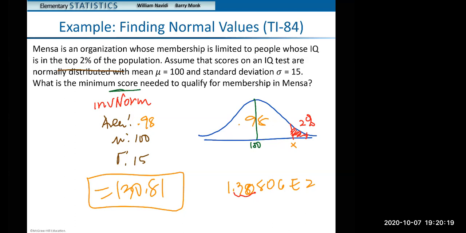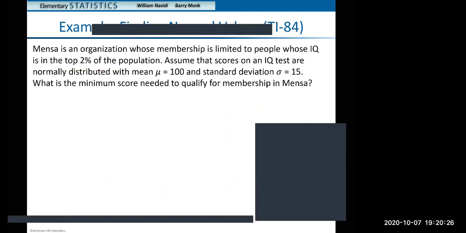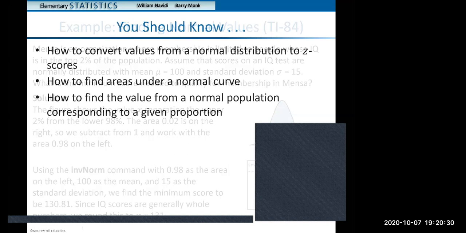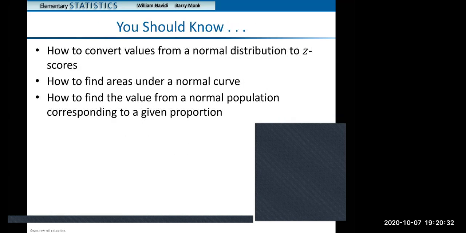So again, if you don't have a tail, don't forget, make sure to enter the area that is to the left. All right, so that is actually the whole 7.2.